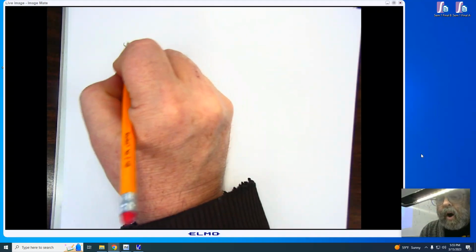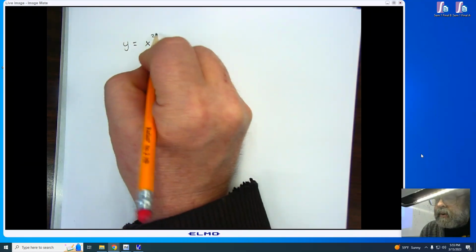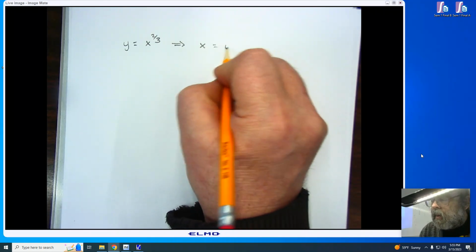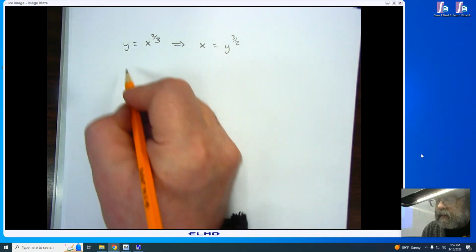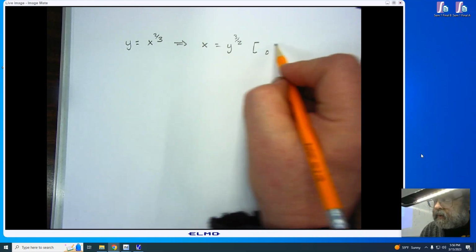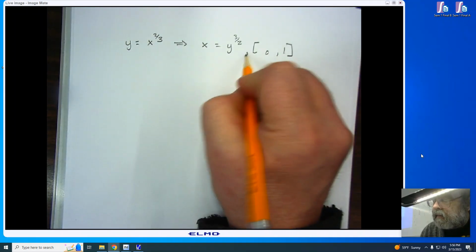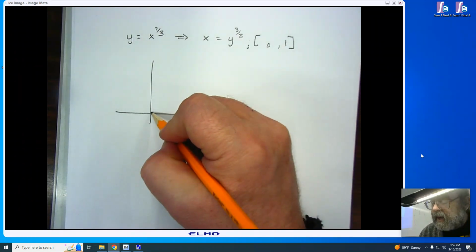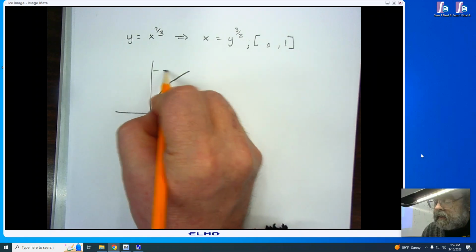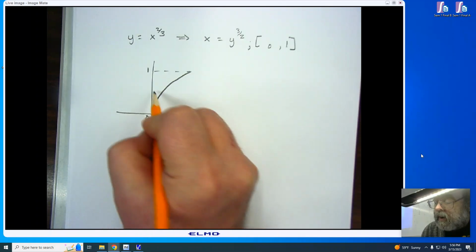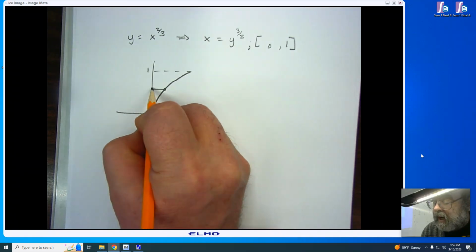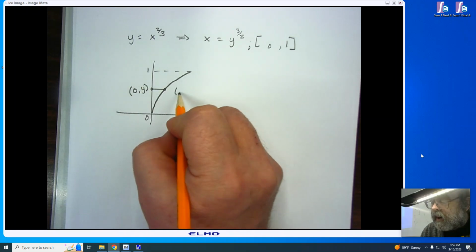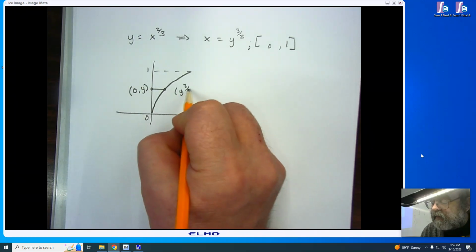Number 9 is giving me y equals x to the 2/3 power, which I'm going to change into x equals y to the 3/2 power. And we're going to be going from 0 to 1 as my interval. The graph looks like this. There's 1, here's 0, here's my representative rectangle as a line. That point right there is 0, y. This point is y to the 3/2 power, y.